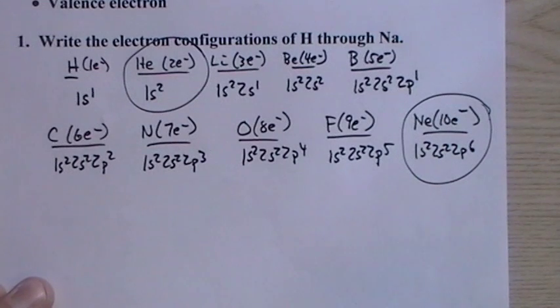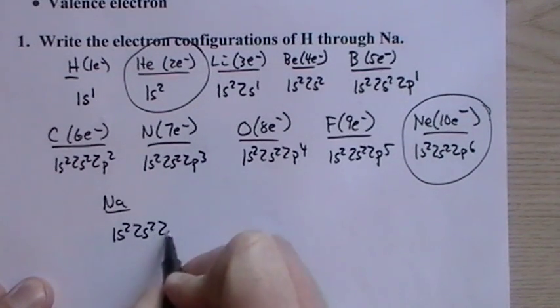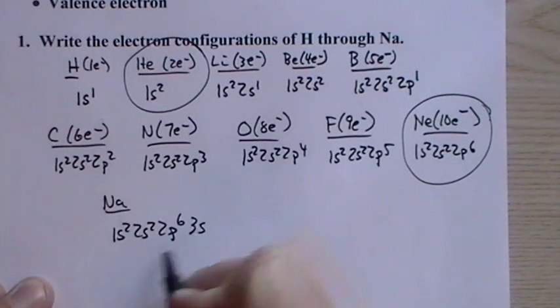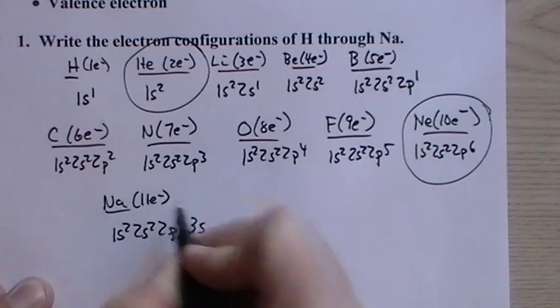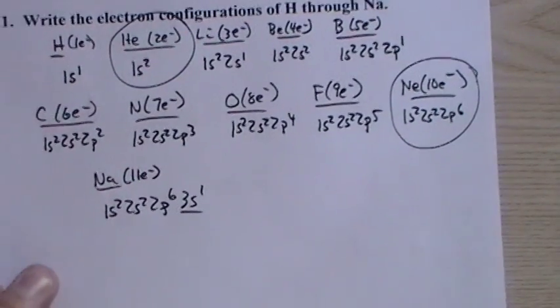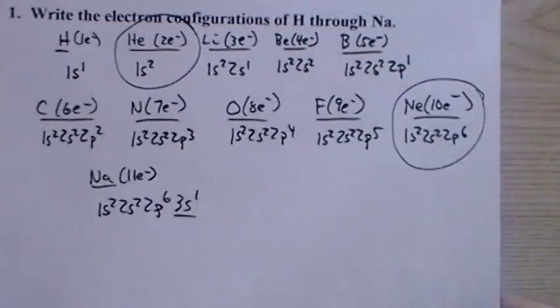Okay, and then the reason I go to sodium is: 1s2, 2s2, 2p6, and then 3s, and that's 10 electrons so far. Sodium has 11 electrons, so 3s1. We go to the next level, and on we go. And we can make up electron configurations for every element that we have in the periodic table.